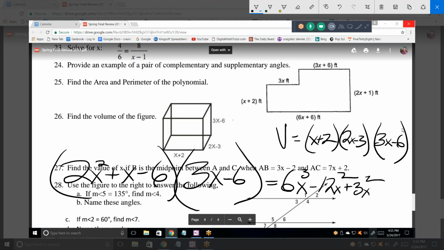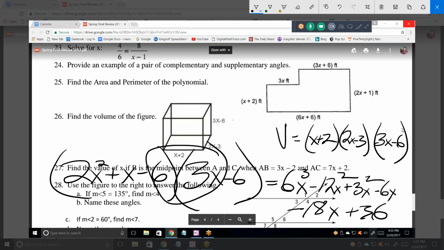Minus 6x. Okay. What's the next term? Minus 12x. What's that? Minus 12x. That's not minus 12. Oh, 18x. It's minus 18x. Yeah. And what's the last term? Plus 36. Okay. Now we just have to combine all of these.